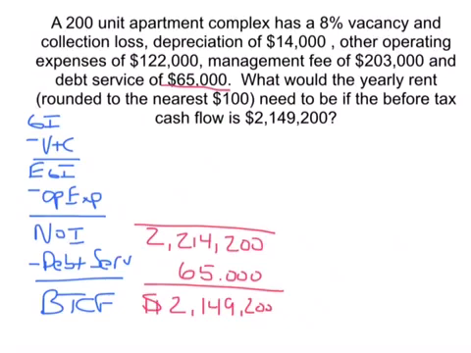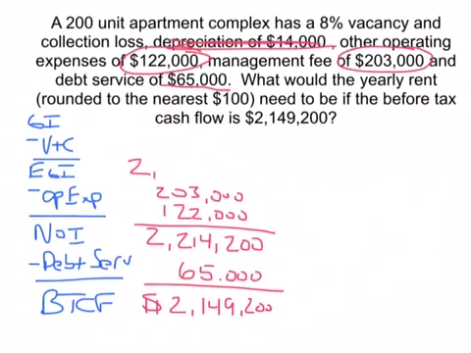So we have other operating expenses of $122,000 here, and we have management fee of $203,000 here. Again, we're not going to include the depreciation of $14,000 because that's not allowed. Add those up and you have an effective gross income of $2,539,200.